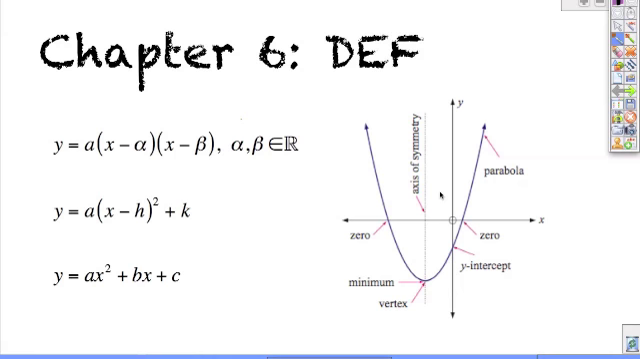The vertex is sometimes a minimum, sometimes a maximum, depending on what this value of a is in the quadratic. If a is positive, the parabola looks as it's shown here, opening upwards and a minimum for the vertex. If a is negative, we'd be reflected across the x-axis, and the vertex would be a maximum.